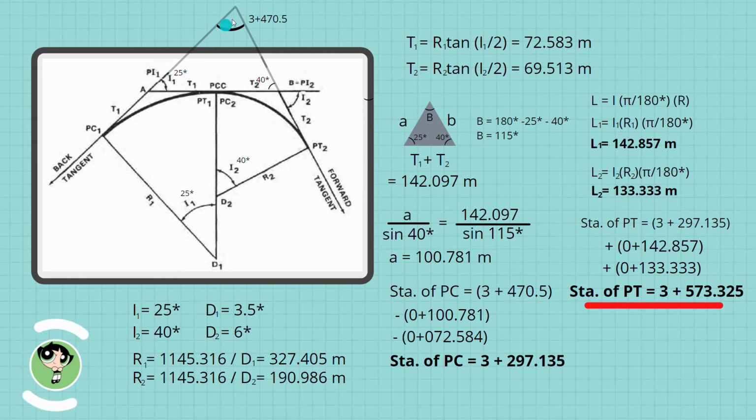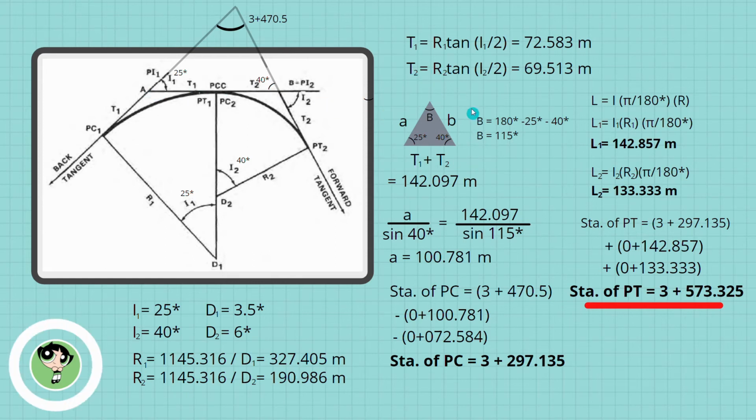We will use this length to get the station of PC. To get this length, we have to use the sine law. Why? Because two angles are already given, and we already have the lengths T1 and T2. We will add them to get the length of this side.